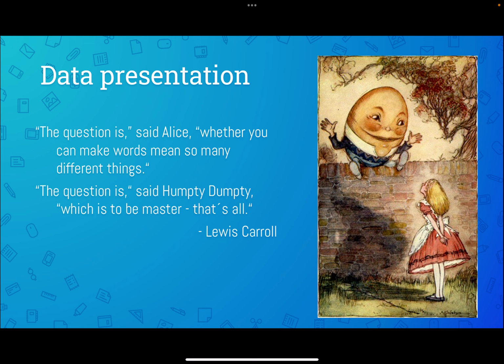It says, "The question is," said Alice, "whether you can make words mean so many different things." "The question is," said Humpty Dumpty, "which is to be master, that's all." So that means that when we have numbers, we can make them mean so many things, and we want to be very honest about what we're saying with those numbers. So data presentation makes us see the numbers in better ways.